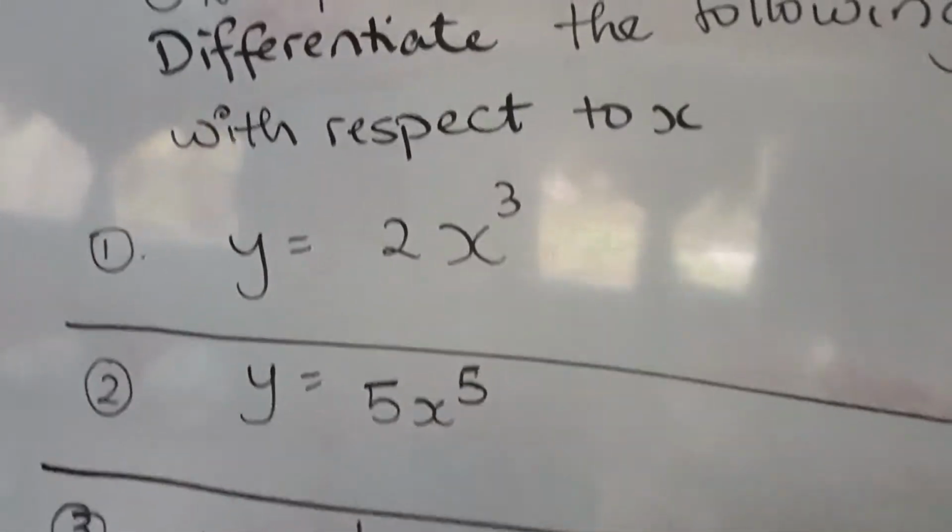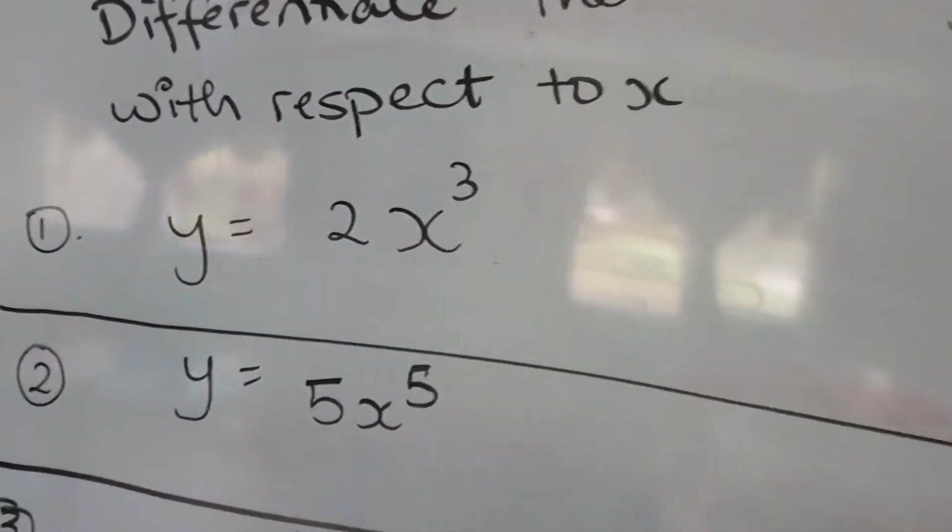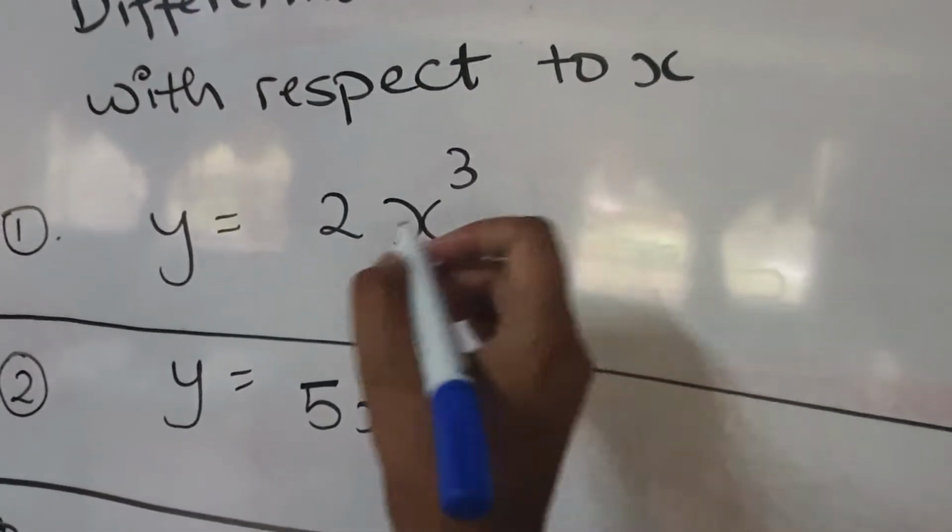So the first one that we have is y is equal to 2x to the power 3. Now this is really simple, right?